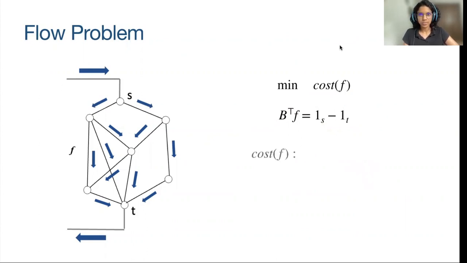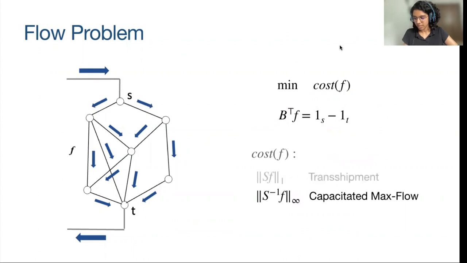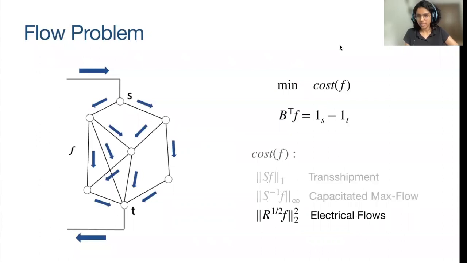This problem captures many well-studied problems. For example, if you consider the cost function to be the weighted L1 norm problem, it captures transshipment. Similarly, if it's the weighted L infinity norm problem, it captures max flow with capacities. And if it is the L2 norm problem, then it captures electrical flows.